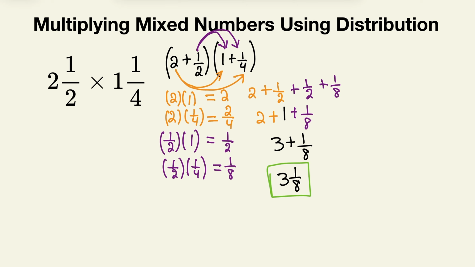So I will leave you with this. The M.A.D method is usually faster, but distribution helps us understand what's really happening. And instead of converting to improper fractions right away, we're actually multiplying every part of one mixed number by every part of the other. And I will leave you also with a common mistake, and that is multiplying only the whole numbers, like 2 times 1 equals 2. Don't stop after multiplying the whole numbers. You must multiply every term by every term.